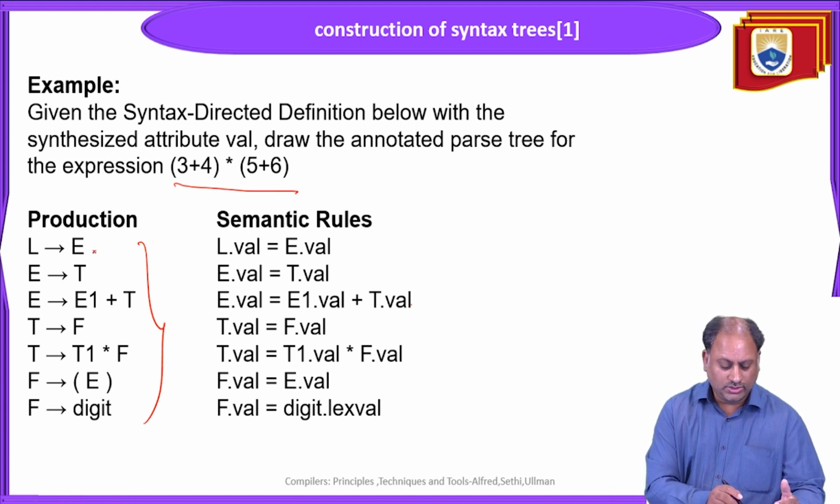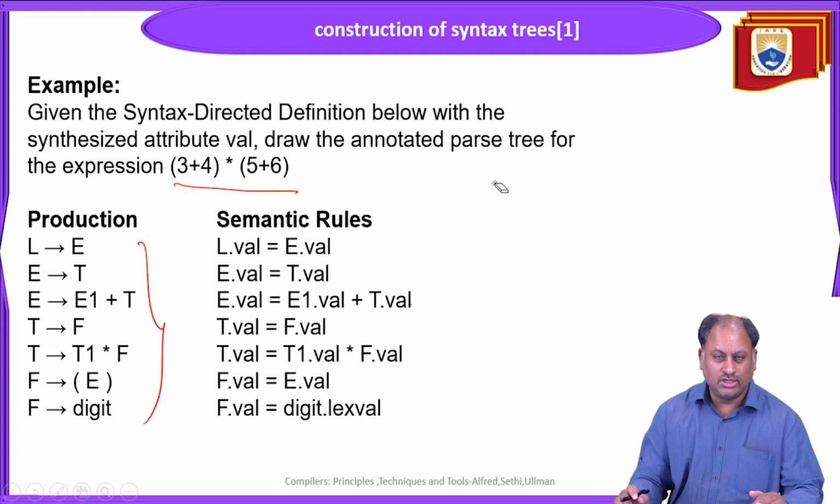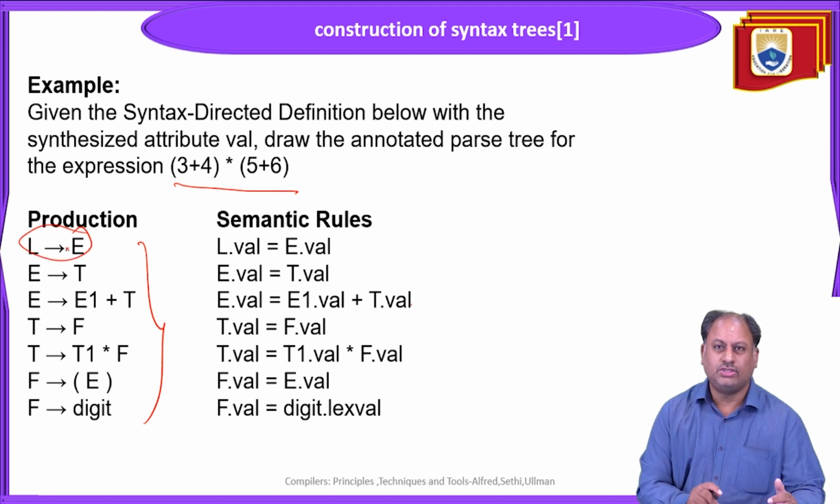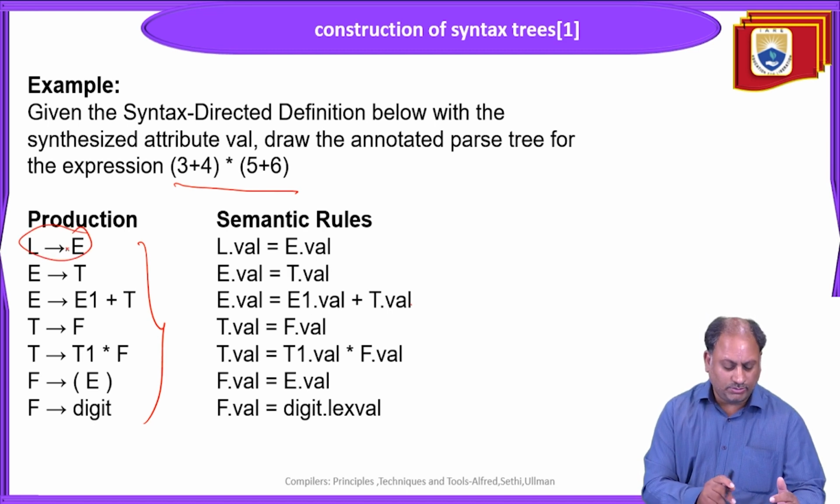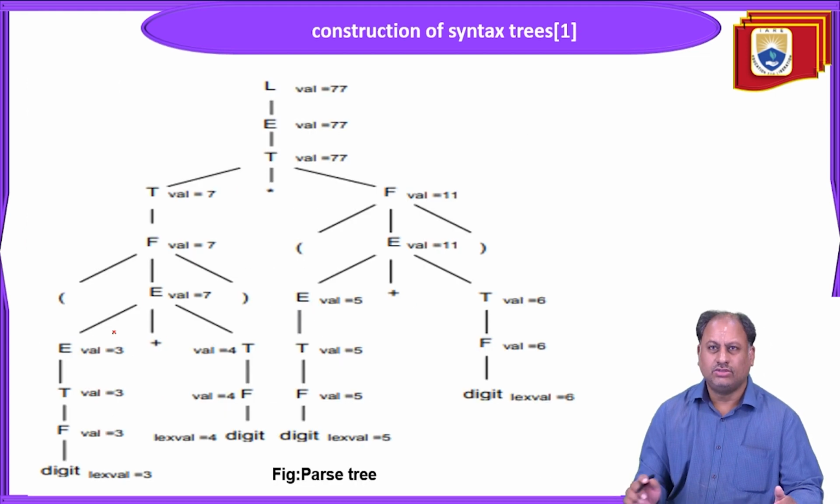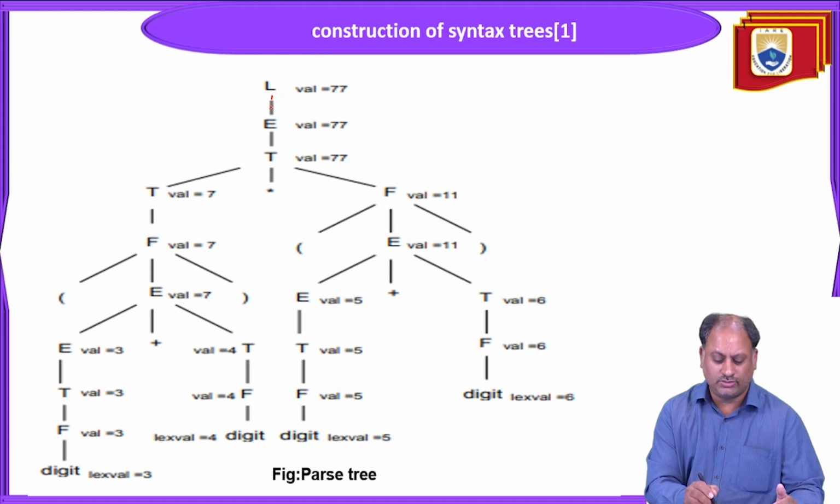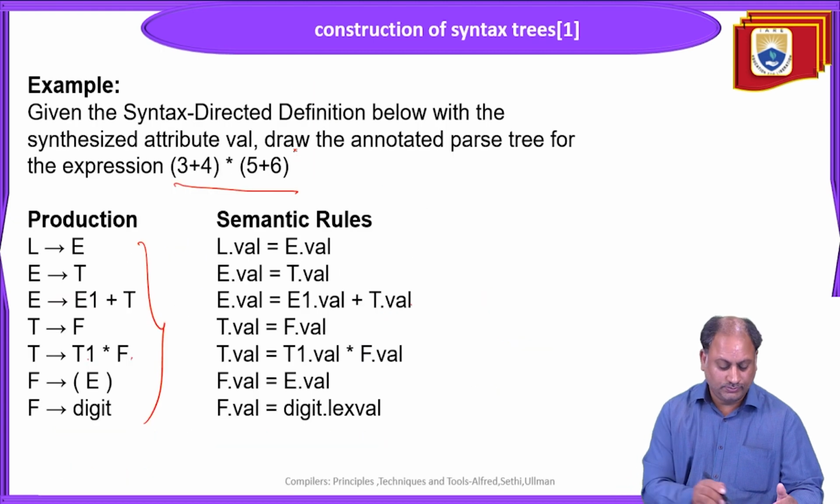So first we take L as the root node, which gives an expression. So L derives E, which gives the expression. The expression may contain T also. That T may be derived as T star F like this. So here L is to be considered as the first root node. L derives E, E derives T.